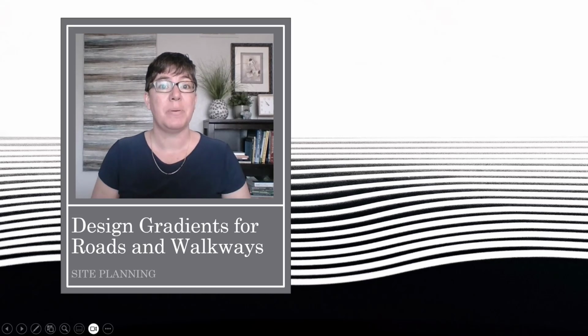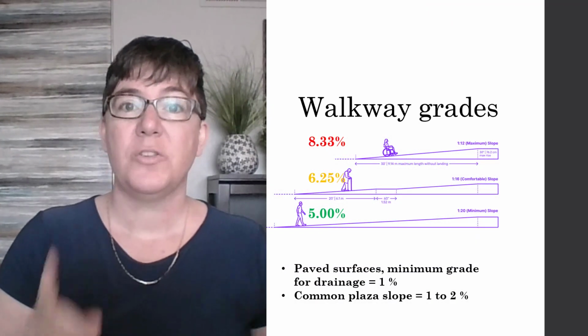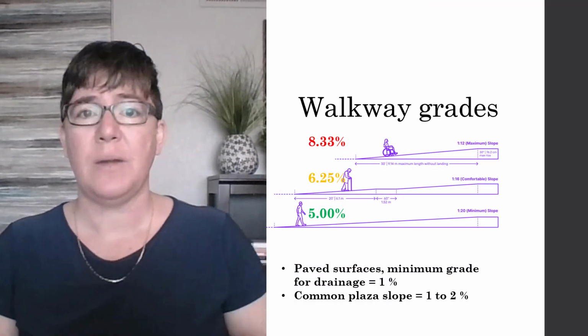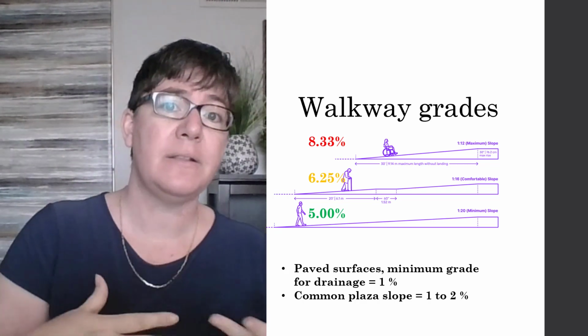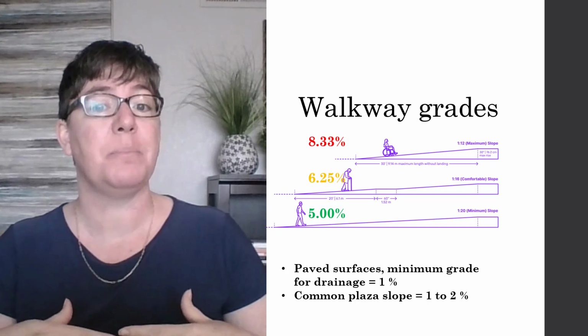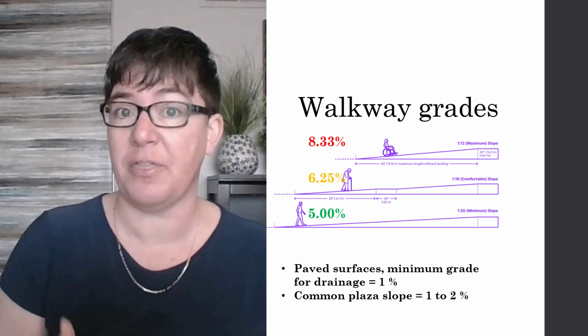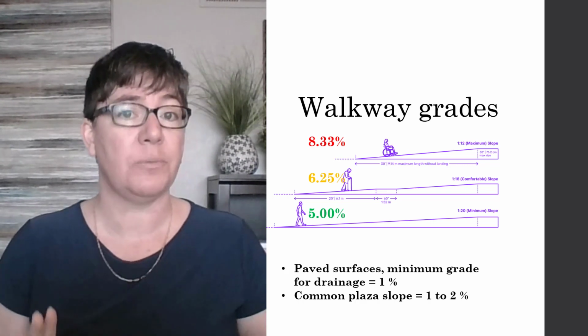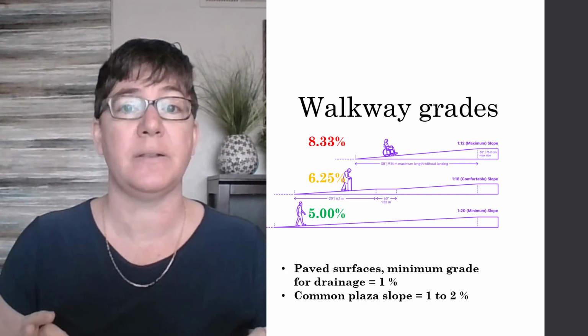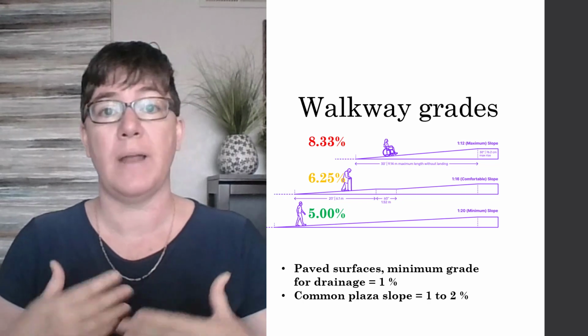How steep should your road or your walkway be? Let's talk about designing the gradients for roads and walkways. Starting with walkways, sidewalks, ramps, paths, etc. A good slope should be somewhere between 5% and 8.33%. That top number, 8.33%, is the maximum slope for ADA ramps.